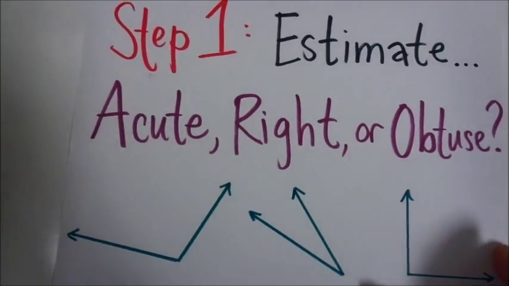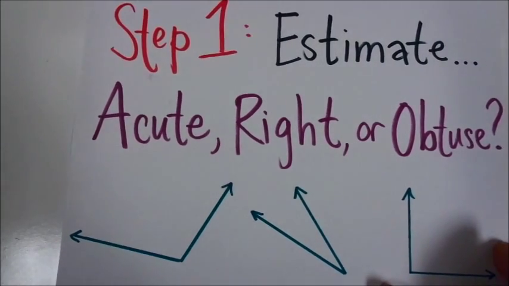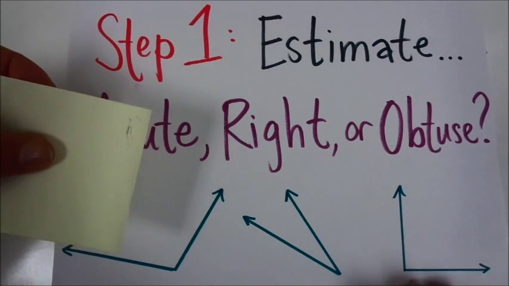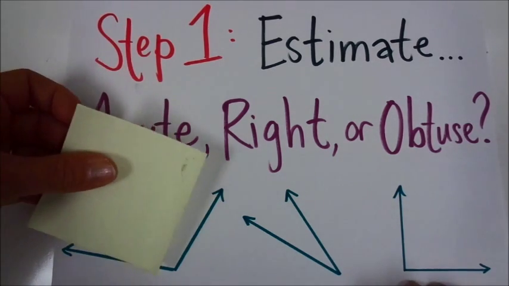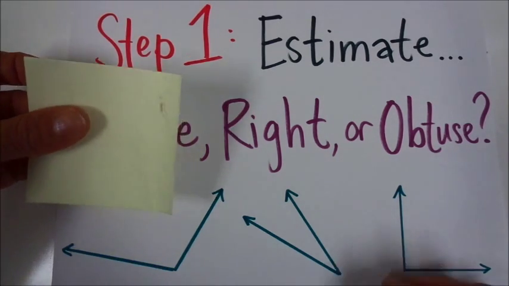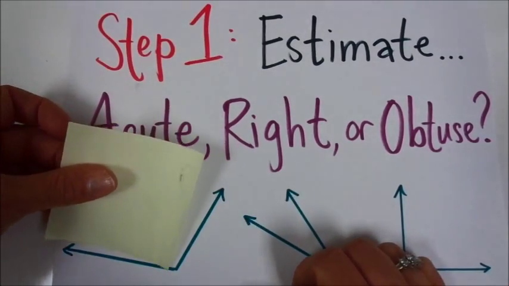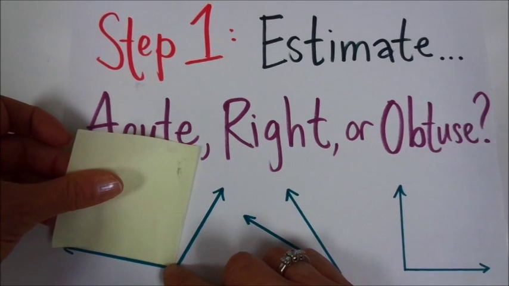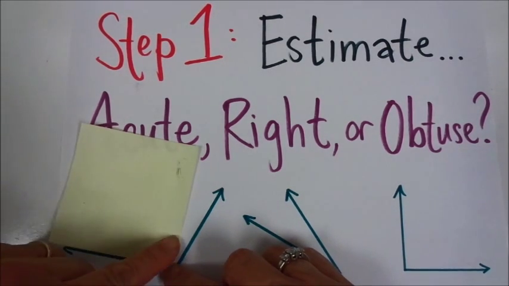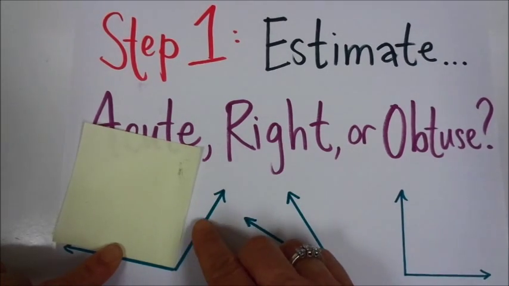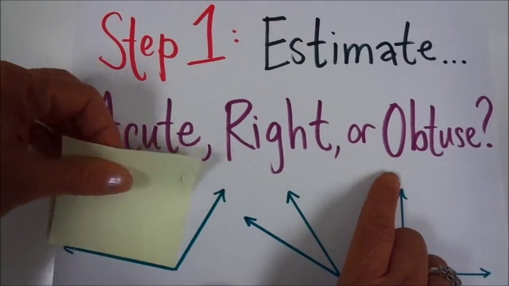One of the ways that we can really quickly estimate which one of the angles ours is by using the corner of a piece of paper. Even something as small as a Post-it note works. What you want to do is take the corner of your paper or your Post-it note and put it in the vertex of the angle. And see, this one is greater than the corner of our paper, so that means it's an obtuse angle.